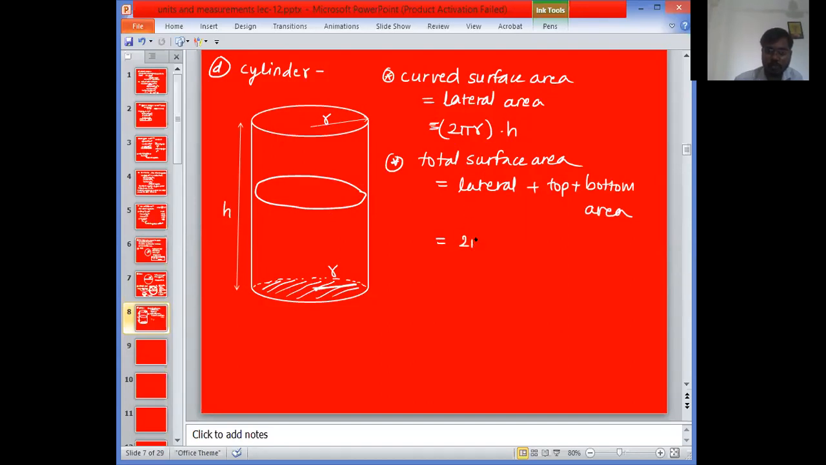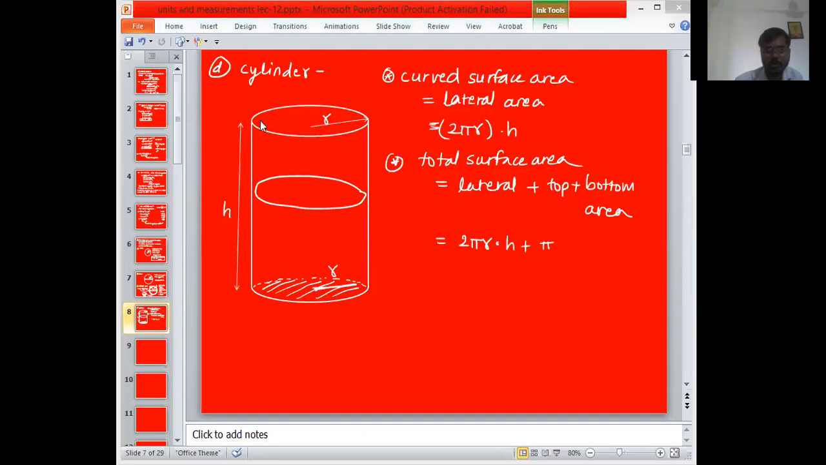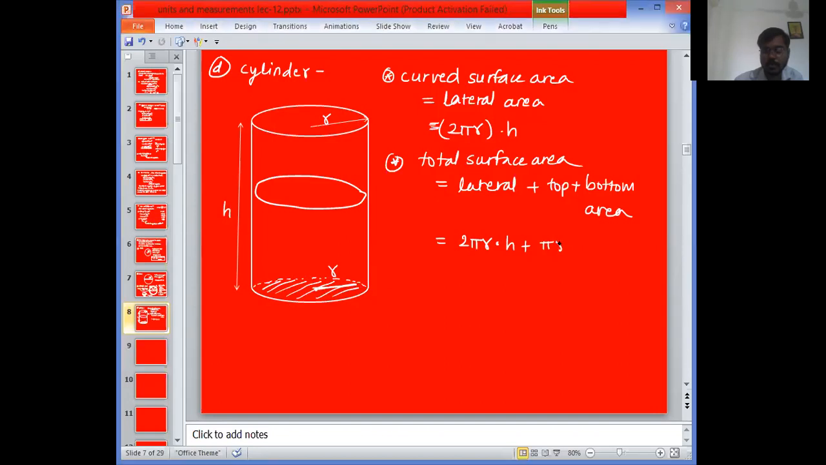Lateral is equal to circumference into height, 2 pi r into h, plus top surface area. Top is a circle, so the area is pi r square, plus bottom surface area. Bottom is a circle, so it is again pi r square. So that is 2 pi r h plus pi r square plus pi r square. Just keep on writing, okay? Pi r square plus pi r square is 2 pi r square.